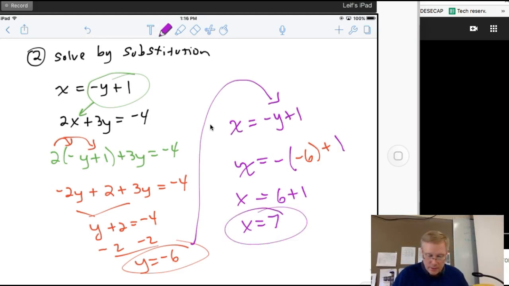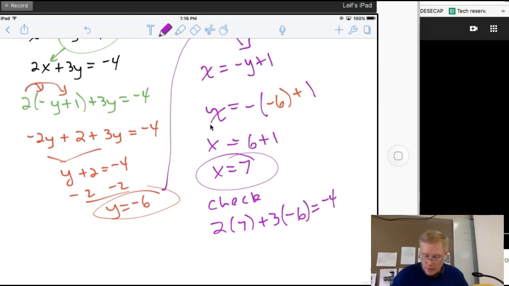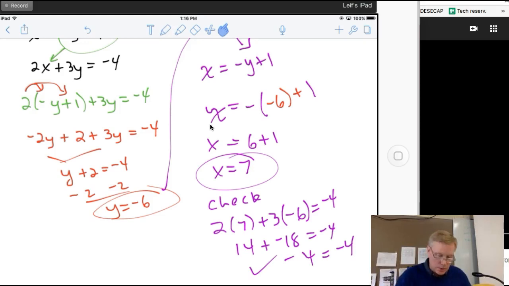And that's the answer. All right, now you should probably go check it. You can plug them into the other equation and see what you get. 2 times x is 7 plus 3 times y is -6. That better come out to -4, otherwise we've made a mistake and we should go check our work. So that's 14 plus -18 equals -4, and this one's good. All right, so that's how you do the substitution.